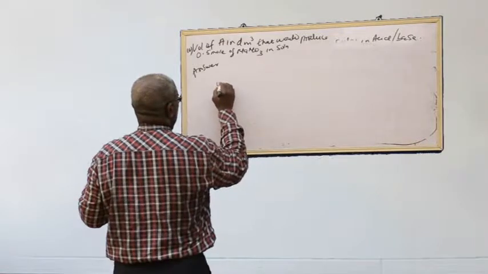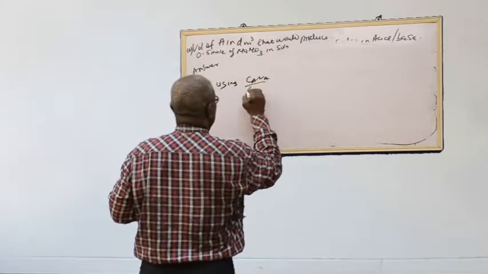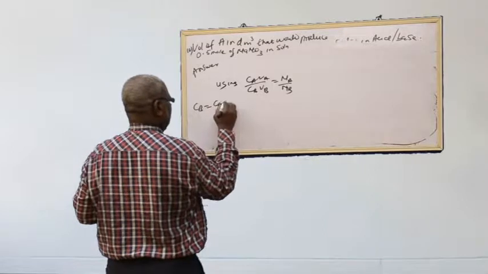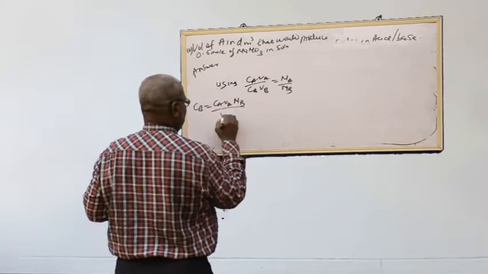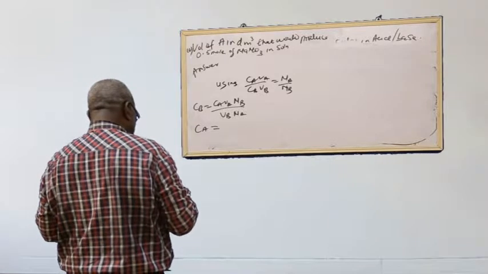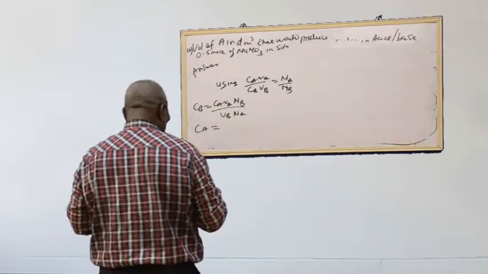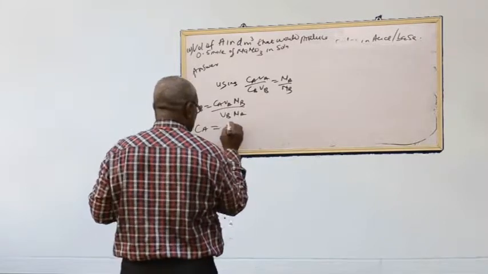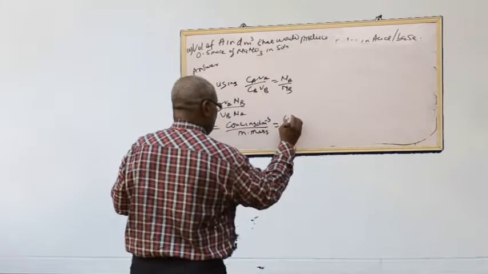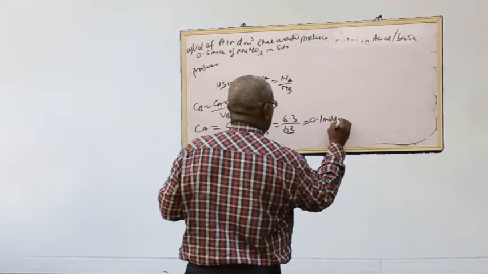Concentration of B in mole per dm cube. B is sodium carbonate, so you use CaVa over CbVb equals Na over Nb. The concentration in gram per dm cube of the HNO3 acid, which is solution A, is given, so we can calculate the concentration in mole per dm cube using concentration in gram per dm cube over molar mass. That is 6.3 over 63, the molar mass of HNO3, and we have 0.1 mole per dm cube.